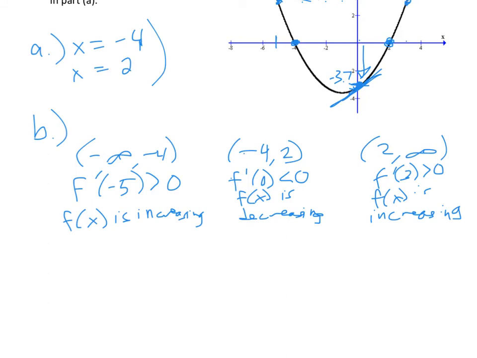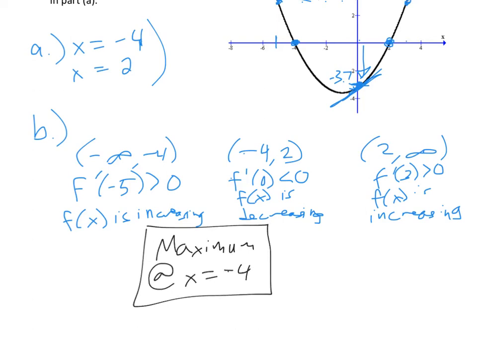First, my function goes from increasing to decreasing. If I change from increasing to decreasing, what must have happened here at -4? It means that there's a maximum at x equals -4. Now, I can't actually get a y-coordinate for it, so all I can say is that that's where it's going to happen.